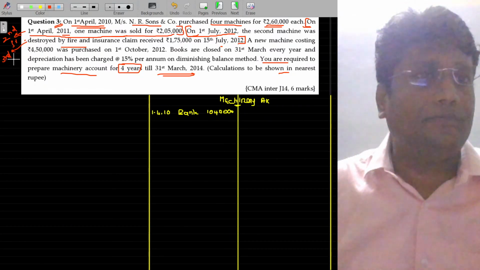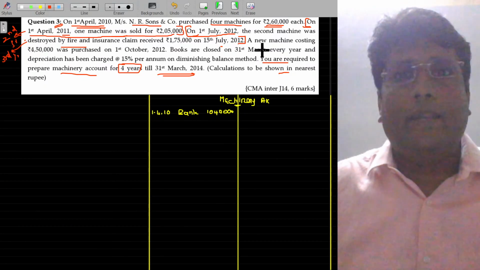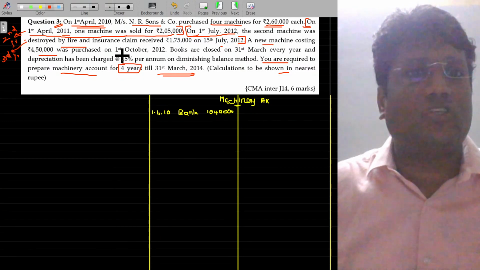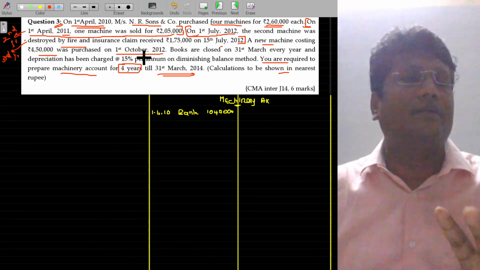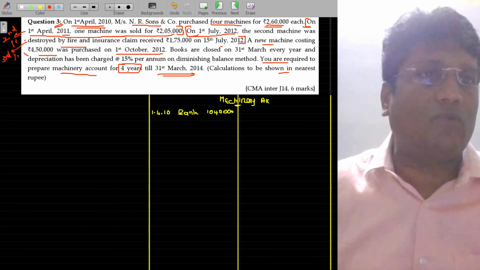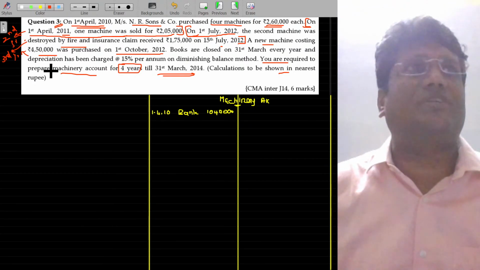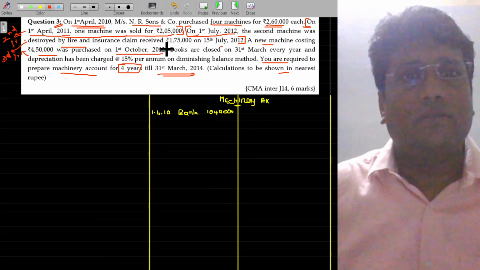Okay. And a new machine costing 4.5 lakhs was purchased on 1st October 2012. It is also 12 and 13, the same third year. In the third year, what happens? One asset was destroyed, another asset was purchased. Two things happening. Right.